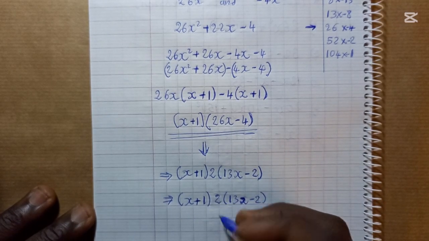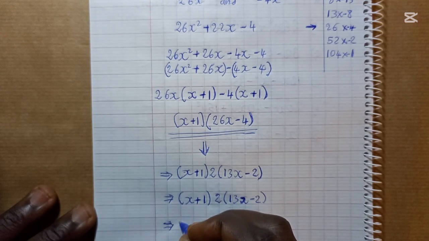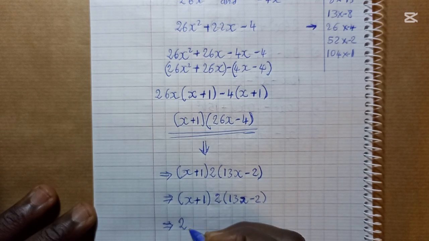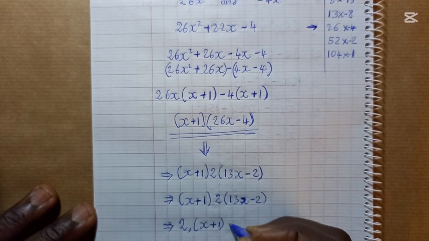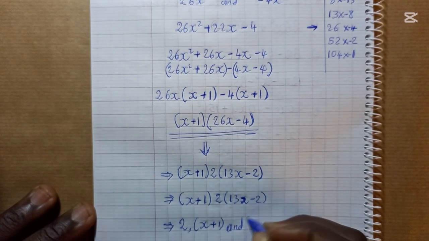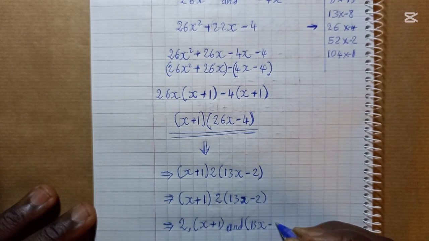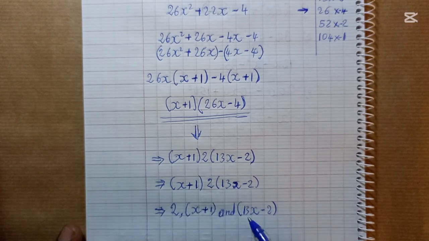Now this one that is a constant, we're going to bring it to the front here. So we have 2. This particular 2 now will bring it to the front because it is a constant. So therefore the factors are 2 and x plus 1 and 13x minus 2. These are the factors to the quadratic equation in number 1.